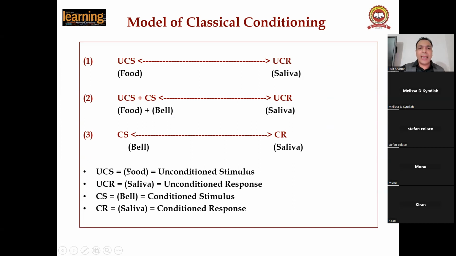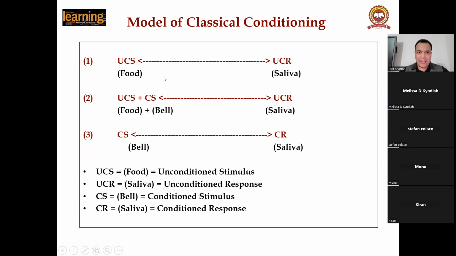US means unconditioned stimulus. UCS, unconditioned stimulus, which was food. And what is UCR? Saliva, unconditioned response. Right? Now CS, the meaning of CS is conditioned stimulus, which is bell. And CR, conditioned response, which is saliva. Okay. Now you have come to know the meaning of UCS, UCR, CS, and CR.